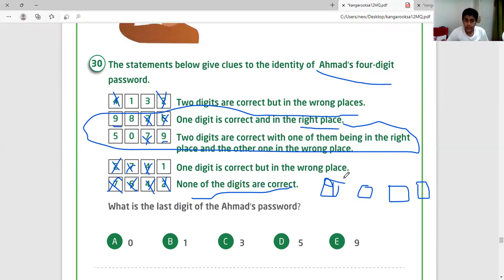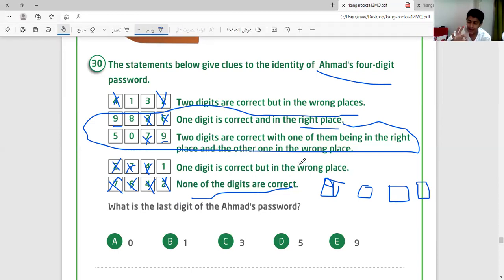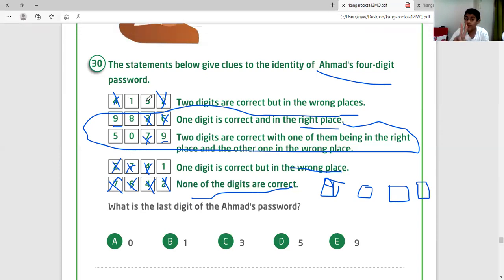So we use these 2 hints now. Here he says that 1 digit is correct, but in the wrong place, so it is impossible for 1 to be here. Here he says 2 digits are correct, but they are in the wrong place. These 2 digits are correct, okay? But they are in the wrong place.